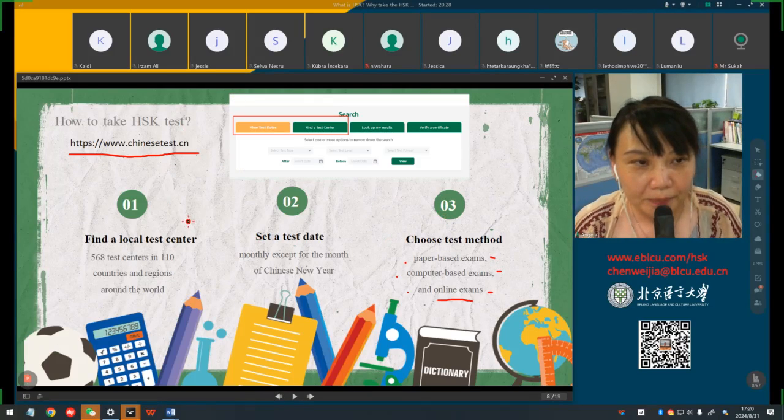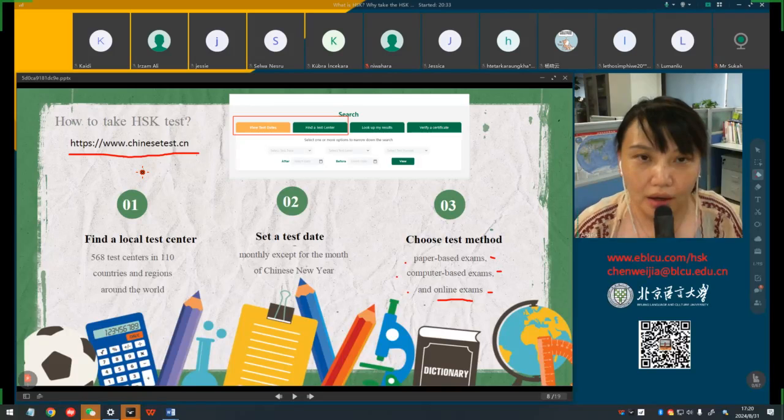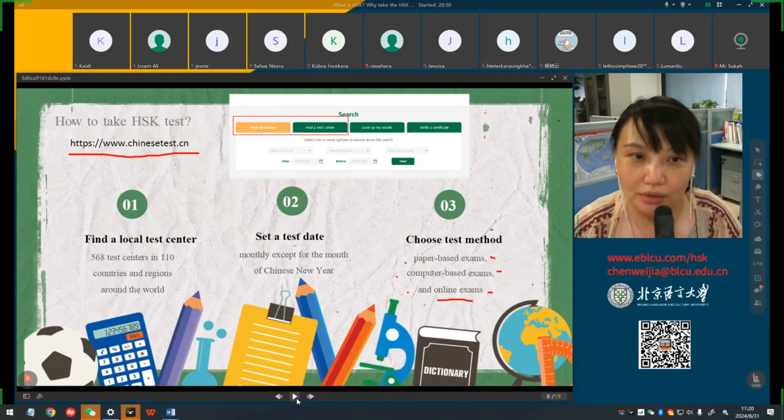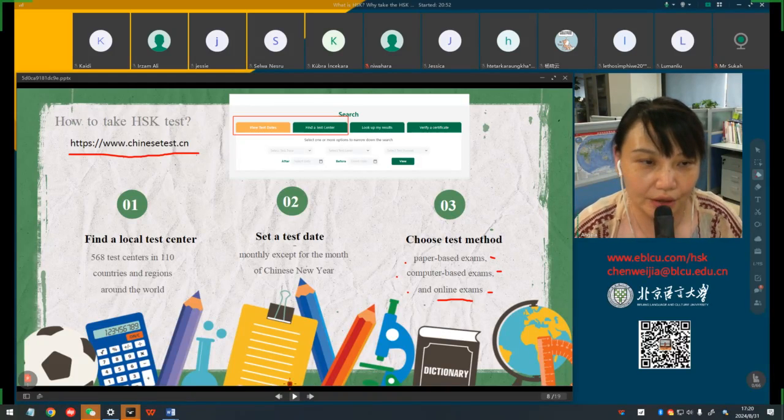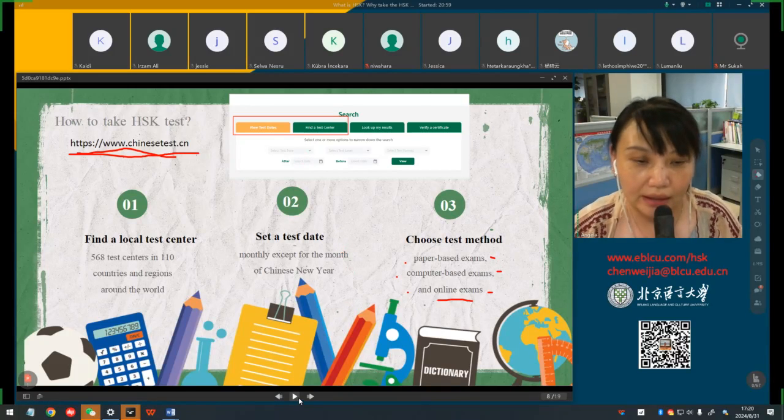So, by the way, for all of the information, because the test is taken at a local test center, everything you need to confirm with the test center you register from. What I am giving you is just a brief introduction of the test. The detailed requirements you need to double check with your local test center. And again, this is the website, and please find the test center near you and check the details.